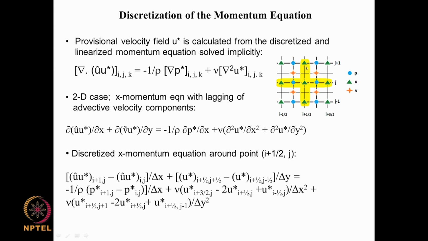So the upwind value is this. If V is positive, the flow is going in this upward direction, so it brings in the upwind value, which is this one.